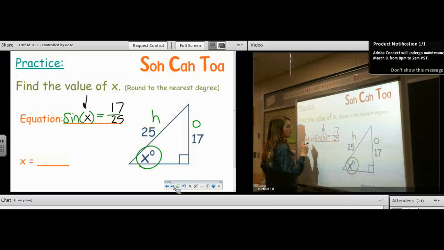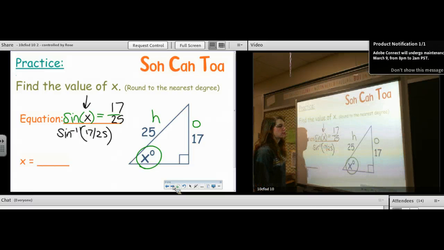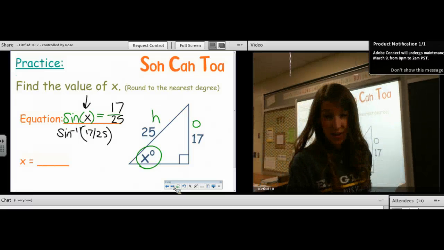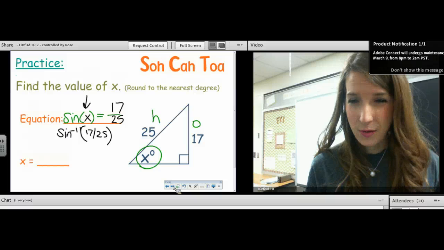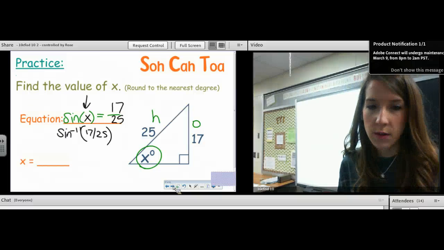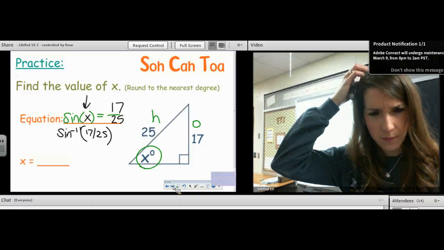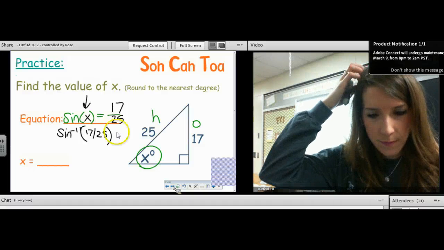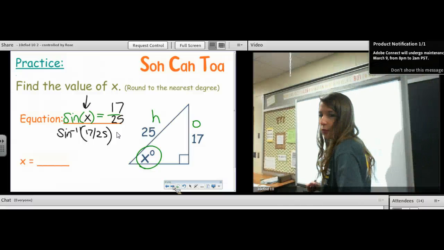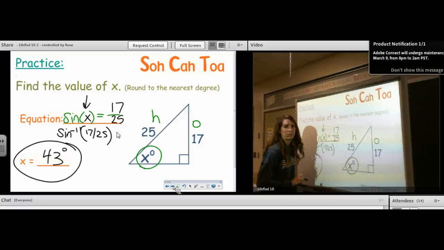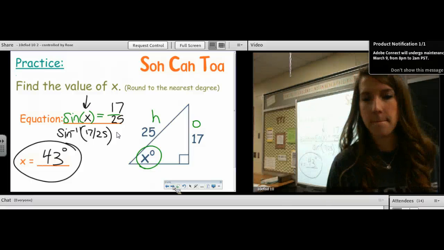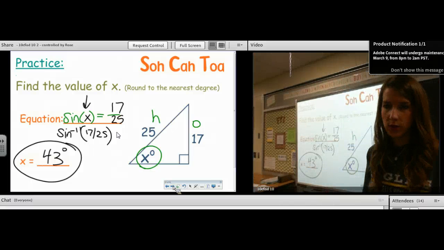Now x is trapped in the sine function. So the only way to untrap him is by doing inverse sine. That's going to get you an angle, and we're going to round to the nearest degree, so that means a whole number. We normally round angles to whole numbers, just as a rule. So how much? Yes, 43, because the 8 is going to tell the 2 to bump up. 43-degree angle. It's 42.84, so it's a 43-degree angle.